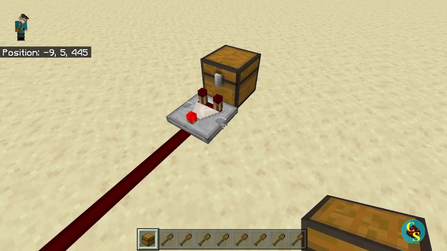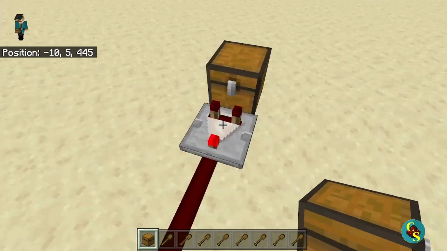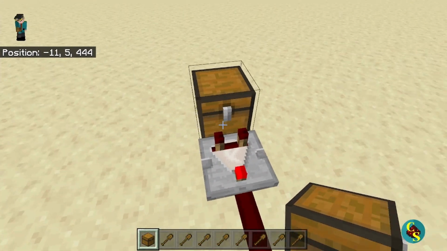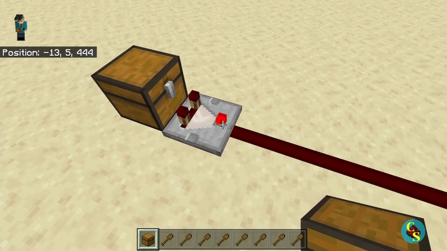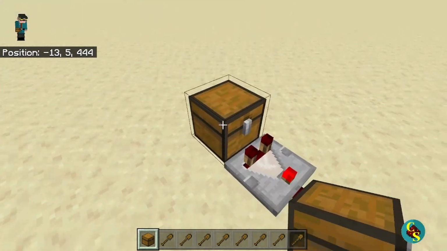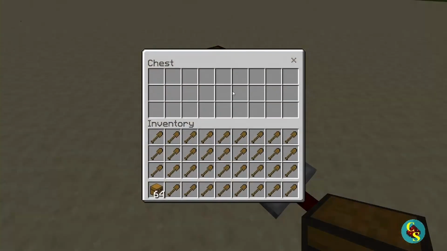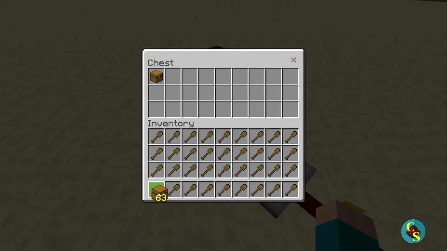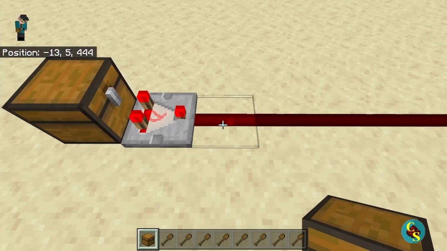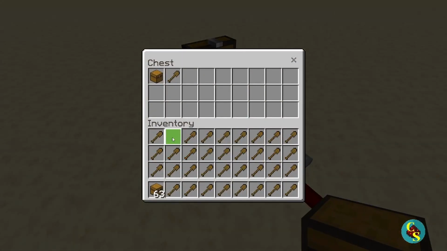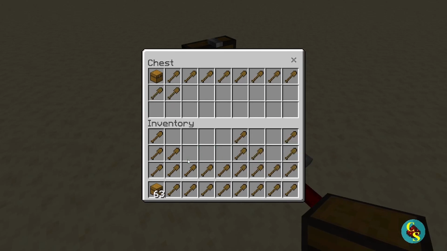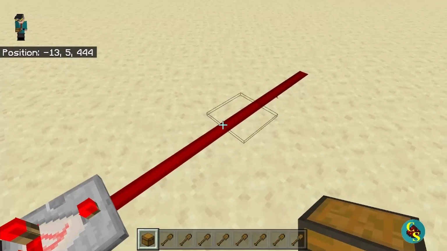The third and final function of a comparator is measuring containers. If a container is placed behind a comparator, the comparator will give off a signal strength based on how much is inside the container. As you can see, if I put one item inside this chest, the comparator will give off a signal strength of 1. But if I put more items inside the chest, the comparator will give off a much higher signal strength.